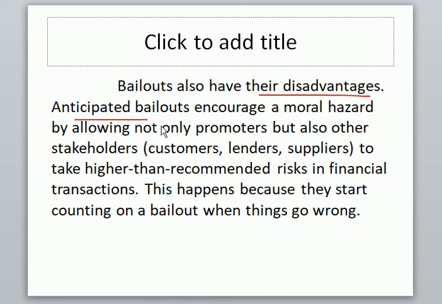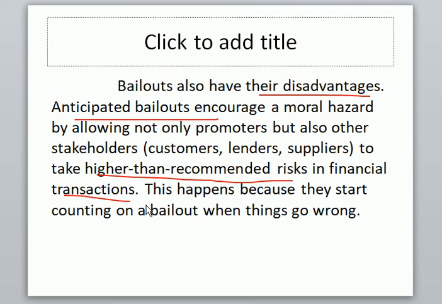Anticipated bailouts encourage a moral hazard by allowing not only the promoters but also stakeholders to take higher than the recommended risk in financial transactions. It's very common that when you are sure that government, in one way or the other, is going to help you when you are about to collapse, what you will do is take more and more risk. If you fall, the government is going to help you. If you don't fall, you will earn more profit. So it's just a moral hazard with the help of the bailouts.